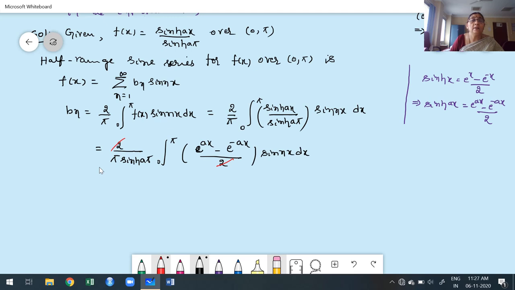In the next step, 1 by pi sinh(a pi) times the integral 0 to pi of e power of ax sine nx, minus the integral 0 to pi of e power of minus ax into sine nx, with respect to x or dx.